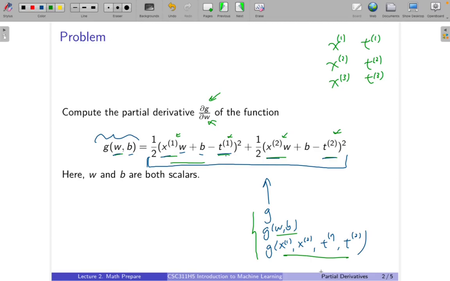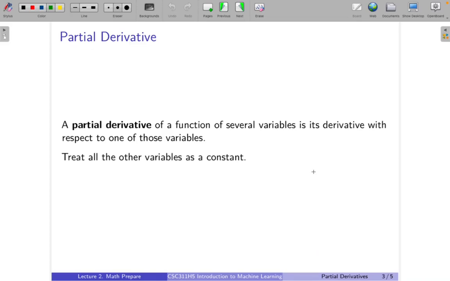So right now, w, b, x, t might not mean anything to you, which is perfect. All we need to know for this problem is that we want to compute this partial derivative. We care about how g changes when w changes a little bit. And what we're going to do is treat all the other letters here as constants and work as if we're taking a normal derivative. So a partial derivative of a function of several variables is its derivative with respect to just one of those variables. And we're going to treat everything else as a constant.